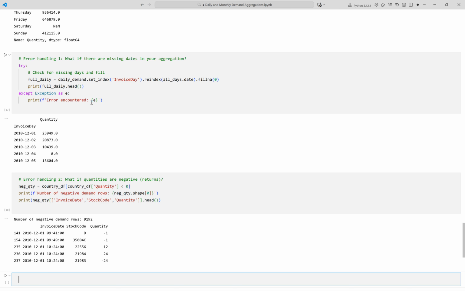Should you exclude returns or keep them in for true demand planning? Discuss with your business partners.